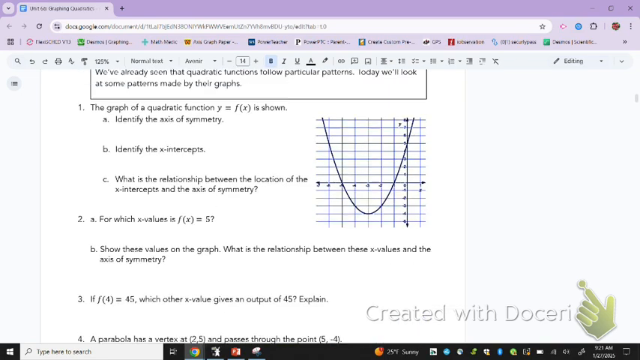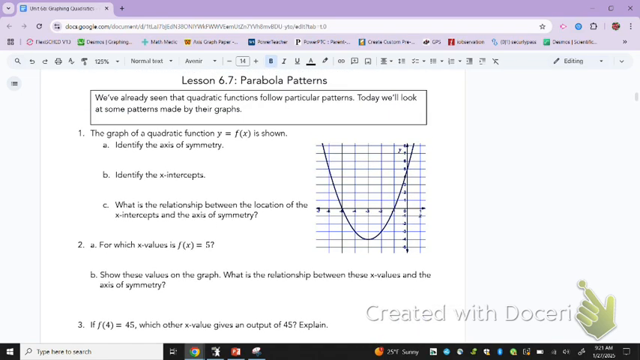All of these problems are very doable from everything we learned about parabolas from first semester. So I want you to work together, think about the vocabulary, right? Like this first one says axis of symmetry. We've talked about that. X-intercepts. We've talked about that. And then we're just looking for some patterns, some relationships. You'll see there's some function notation, so think back to what did this mean first semester.